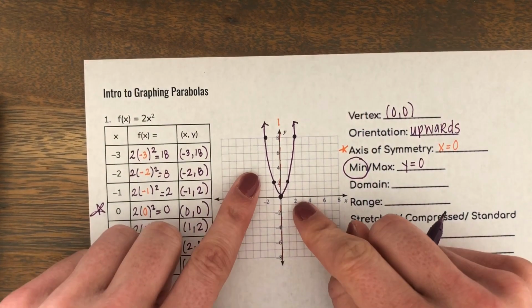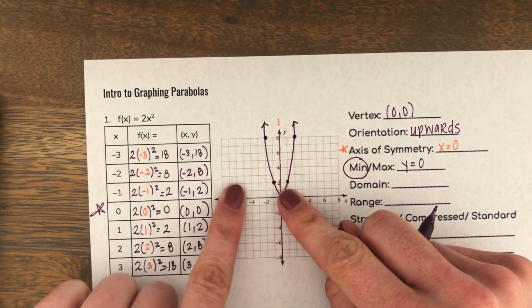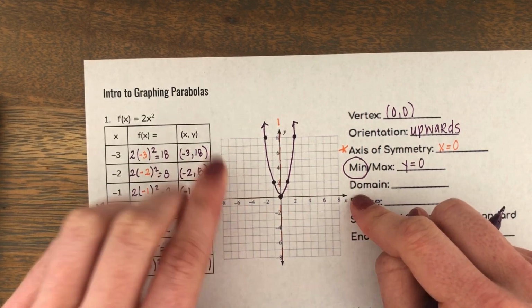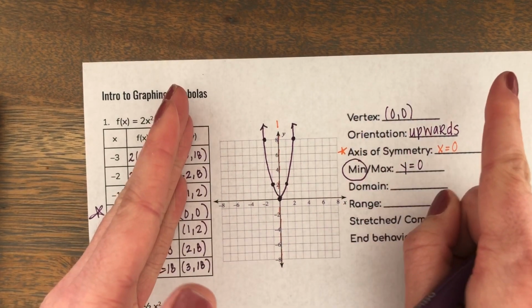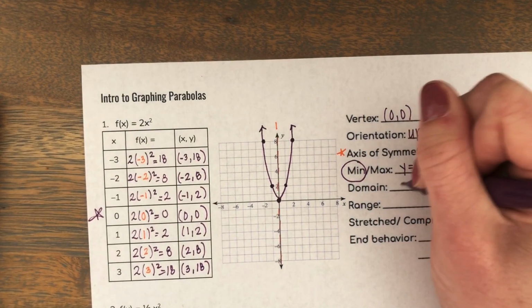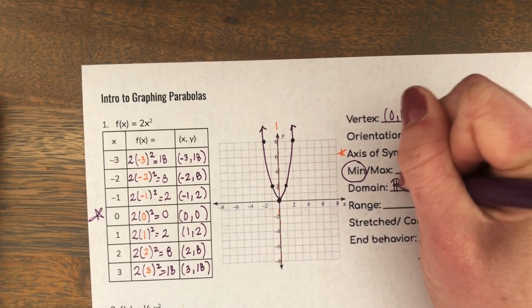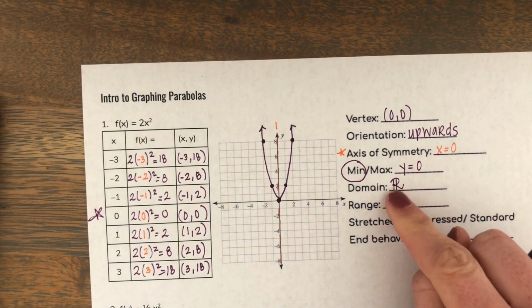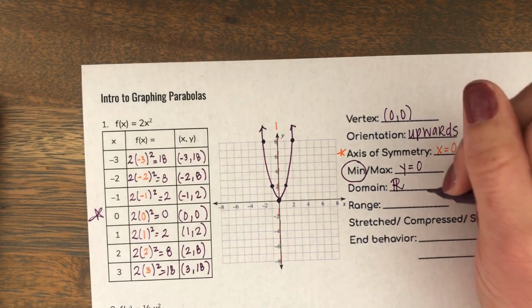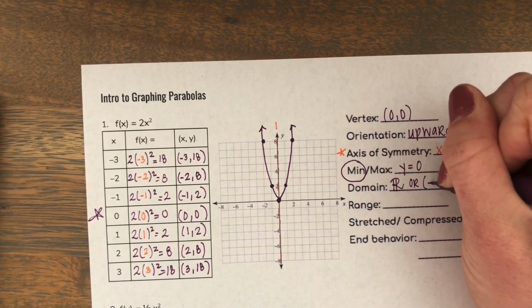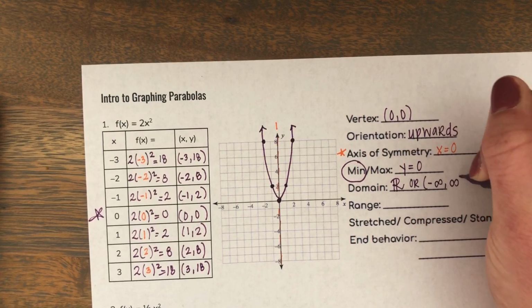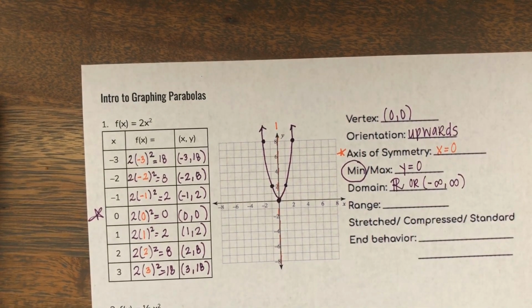And then domain, that's how far left your graph goes to the right. So it's basically going on forever and ever in both directions. So you could put either way, all real numbers. So remember that's just a capital R with 2 lines. Or you could write it as -infinity to +infinity. Either one would be correct.